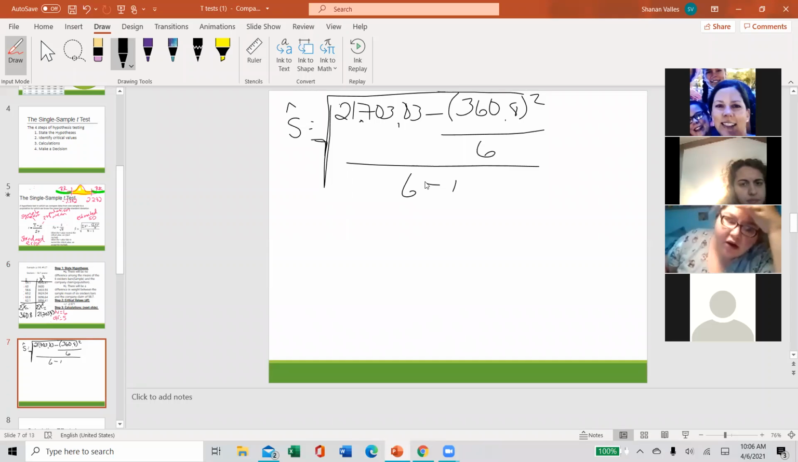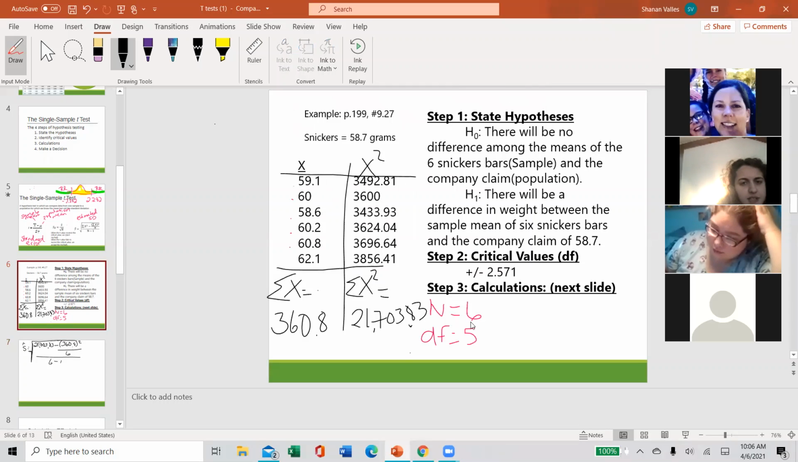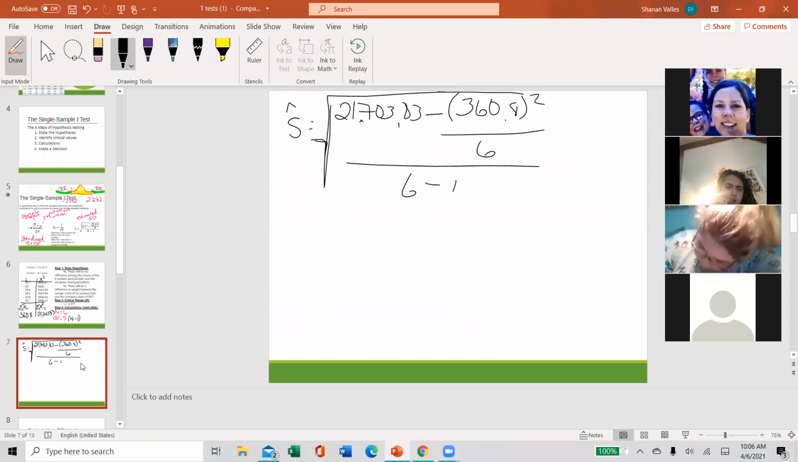Isn't our n 5, or no? No, n is 6. Remember, degrees of freedom is 5. Our degrees of freedom is equal to n minus 1. Yeah, that's so good. I'm so glad you guys are asking questions and clarifying. Please keep doing that, because I promise you it helps everyone. Trying to make my house big enough to fit everything in there.